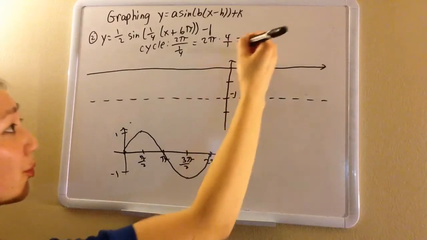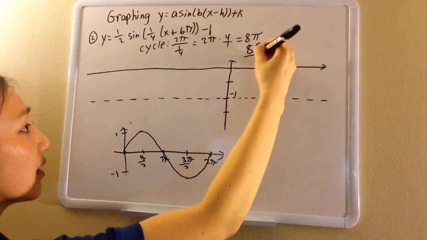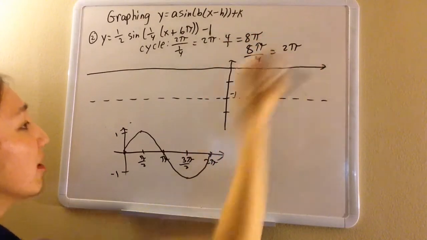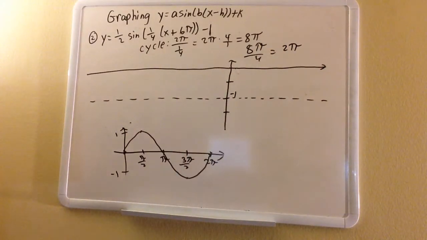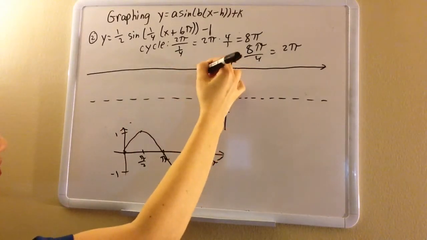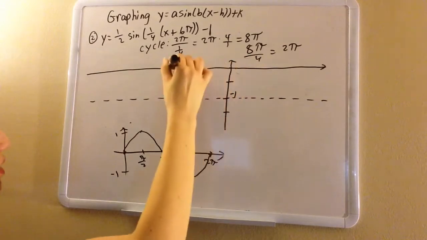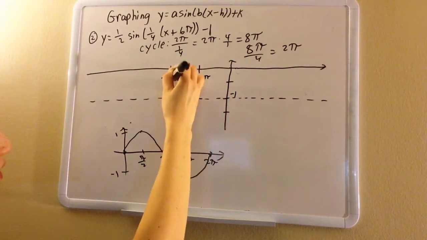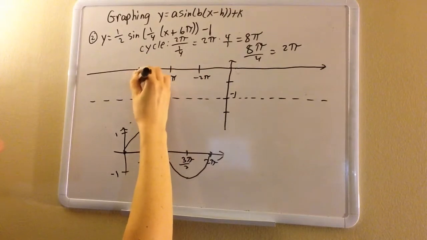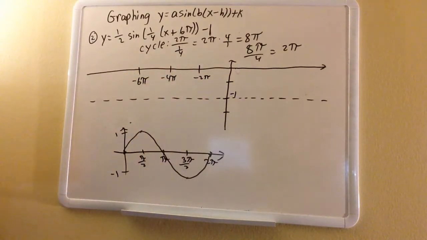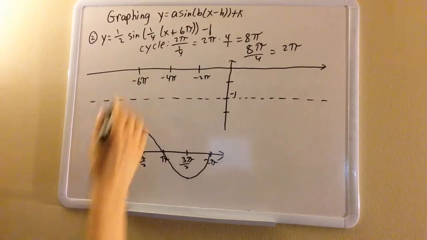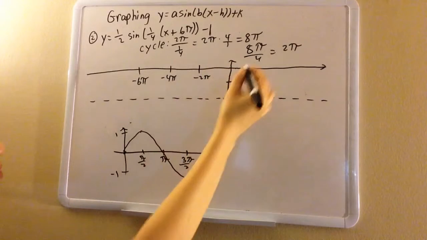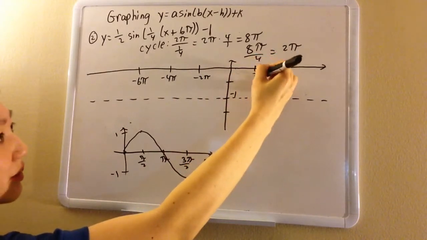Again, to find those important points, I need to divide that by 4. So that gives me 2 pi. So basically every 2 pi is going to be a new place here. So I'm going to just go by 2 pi. So this I'm going to say is -2 pi. This is -4 pi. And this is -6 pi where I start. So that's where I'm starting. Again, I'm going every 2 pi. So I'm going 2, 2, 2. Let's make one more. That's going to be 2 pi.